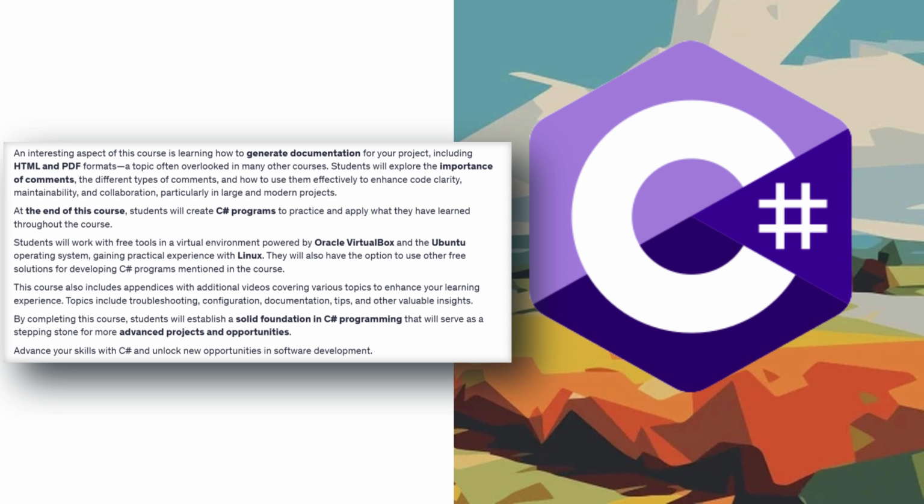At the end of this course, students will create C# programs to practice and apply what they have learned throughout the course. Students will work with free tools in a virtual environment powered by Oracle VirtualBox and the Ubuntu operating system, gaining practical experience with Linux. They will also have the option to use other free solutions for developing C# programs mentioned in the course.